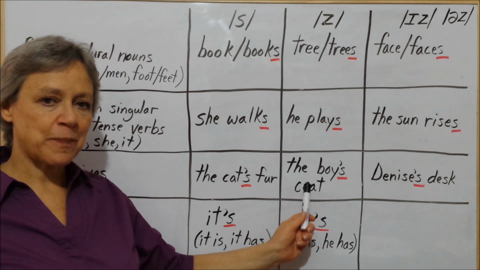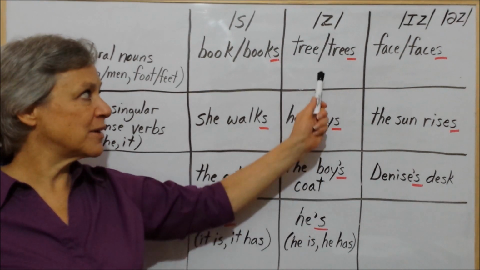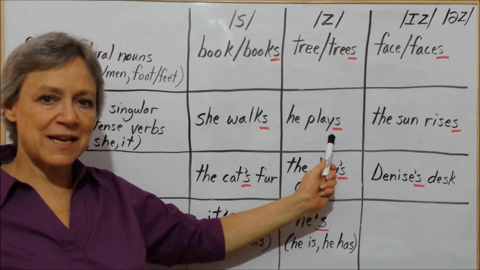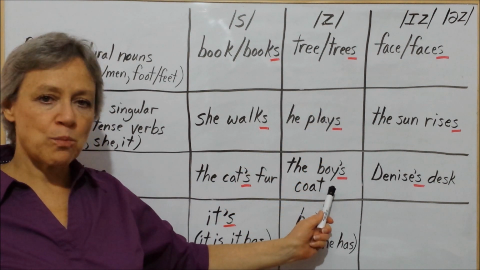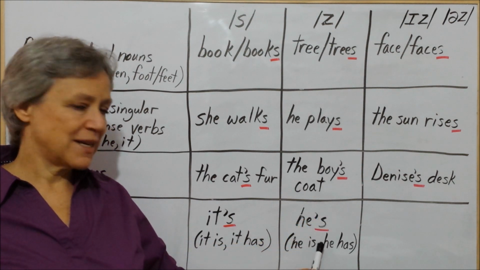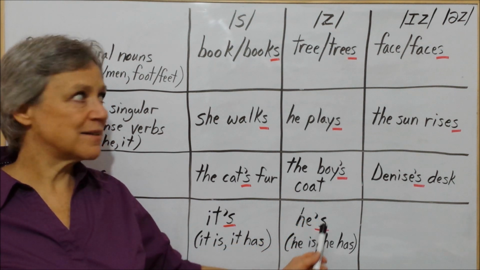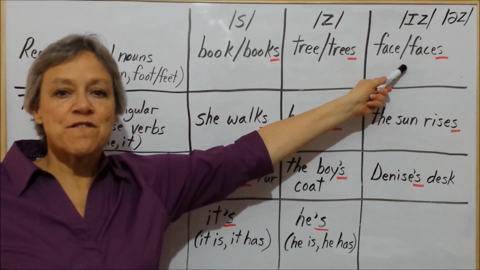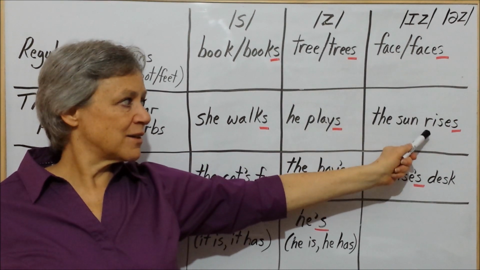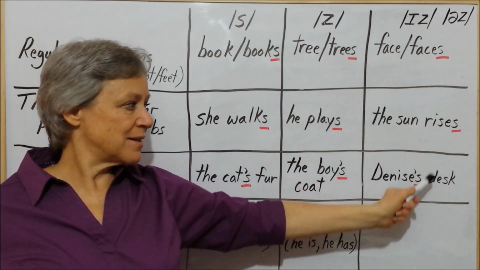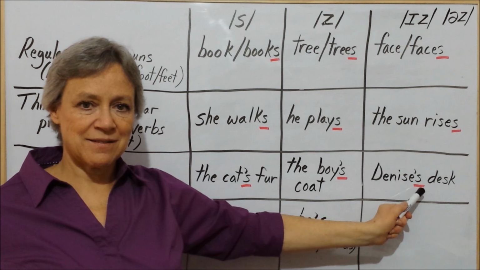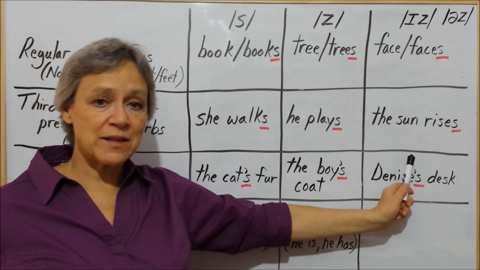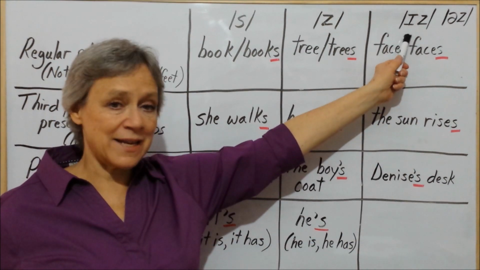In the second column, we have the Z sound. This is trees, plays, boys, he's. And in the third column we have IZ. This is faces, rises, Denise's. Notice in this third column that when I have added the letter S and I get IZ, I am also getting an extra syllable on the word.